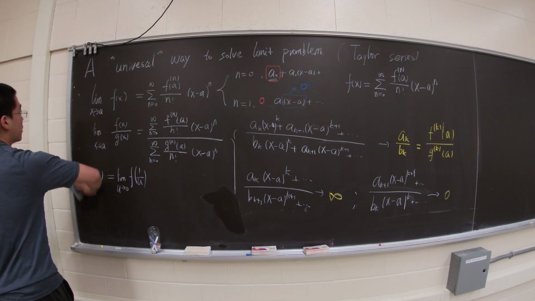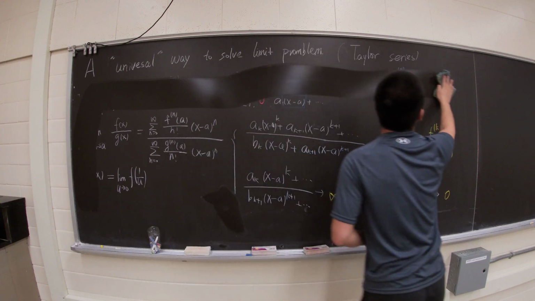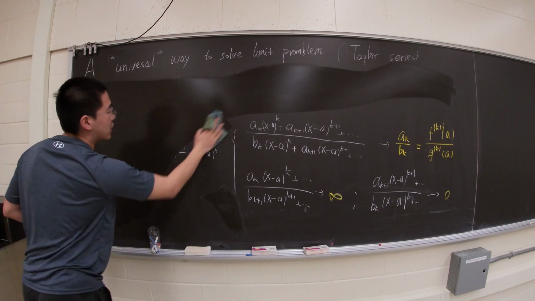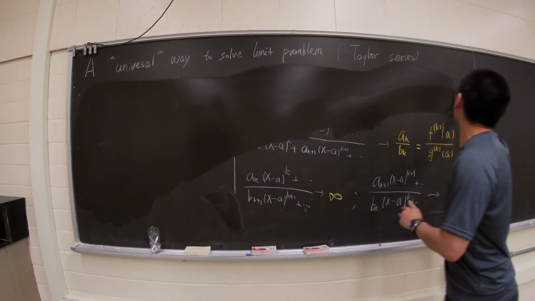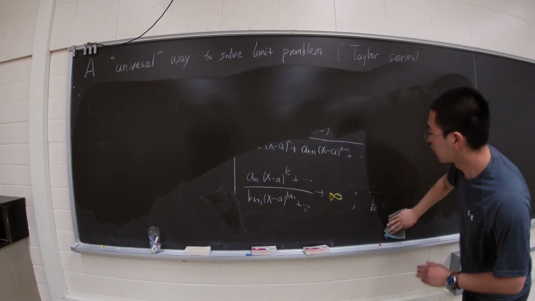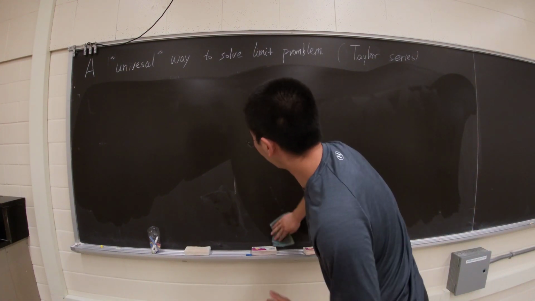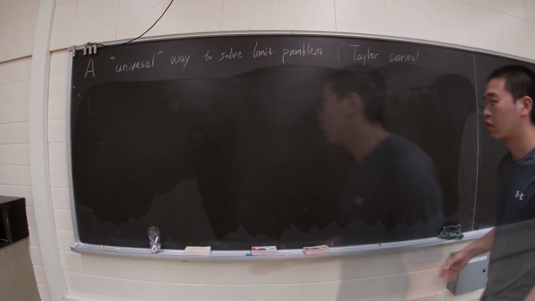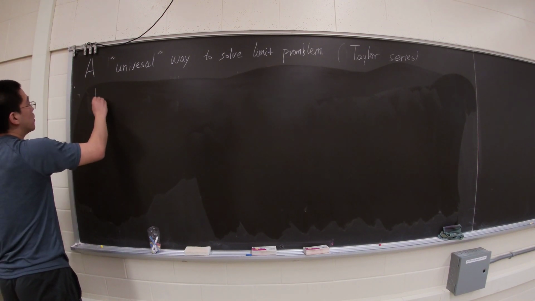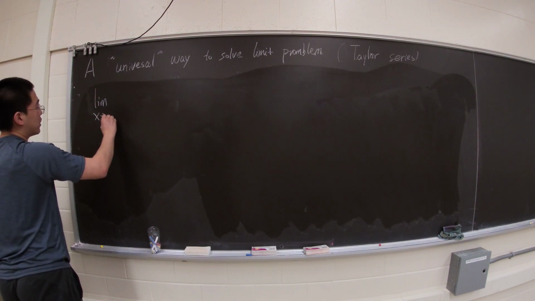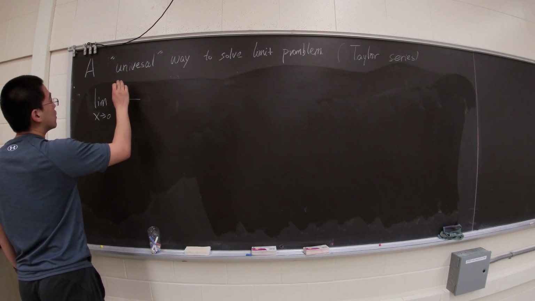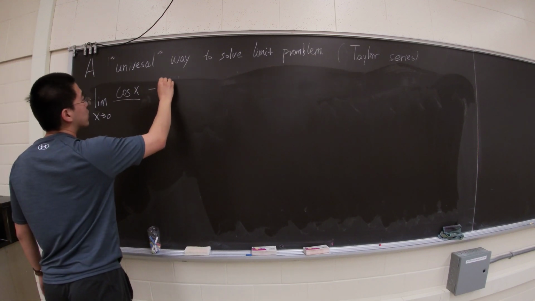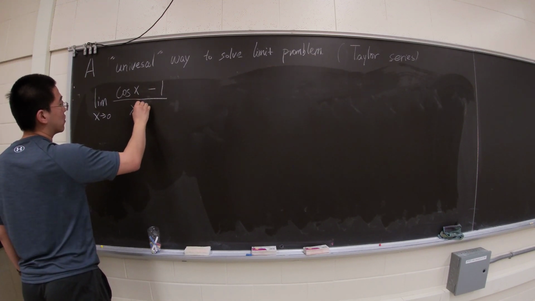And let me give you an example. I'm pretty sure you have at some point in your calculus encountered this type of question, or that exact question. It asks for the limit of (cosine x minus 1) over x squared.